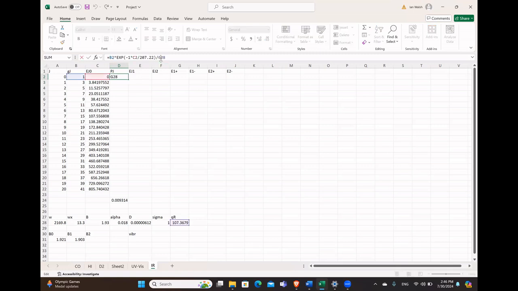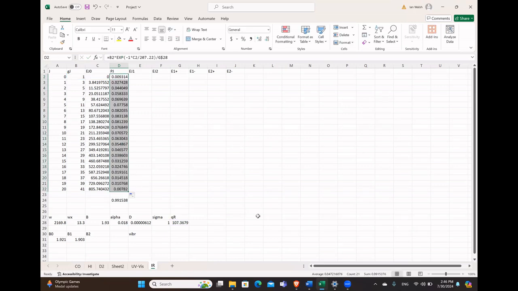We don't want to change this Q, so we'll go ahead and put our $ sign in there, but we do want to change B and C. And so then we can take this, bring it all down here, and get the probability of being at any state. So here, what we're going to do is see that it should add up to 1.